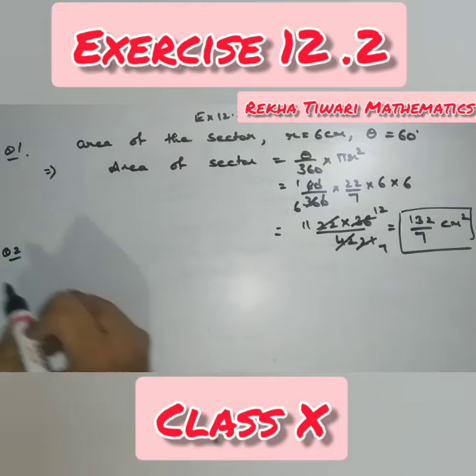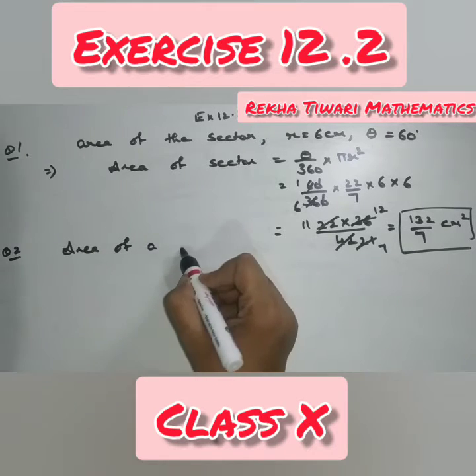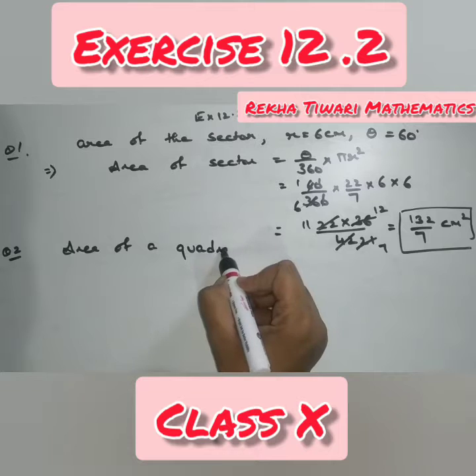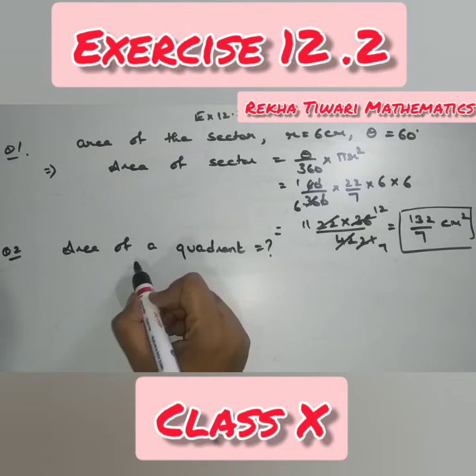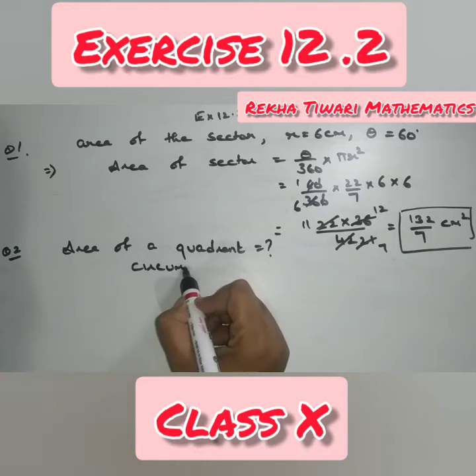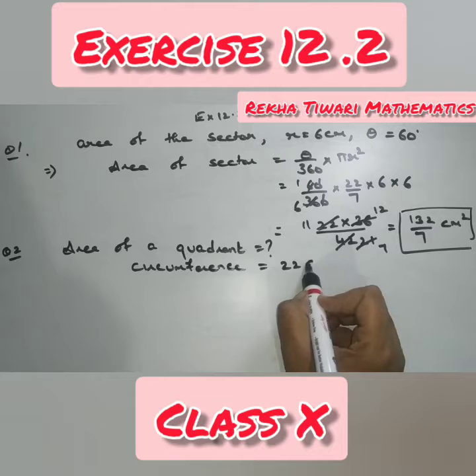Move to second question. Question number 2. Find the area of the quadrant. Now you have to find out area of a quadrant. This you have to find out. And what is given to you? Whose circumference is 22 centimeter. Circumference is 22 centimeter.